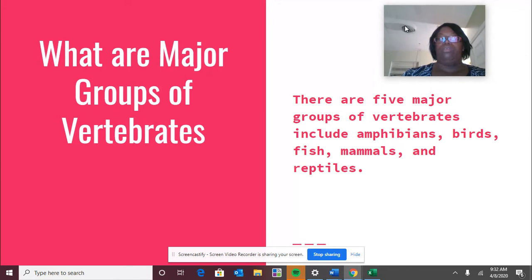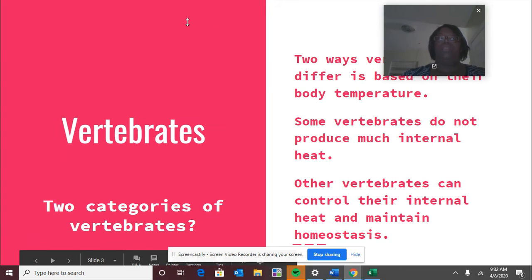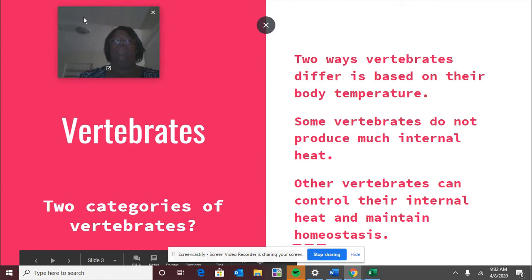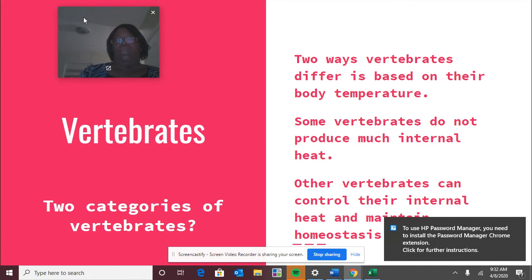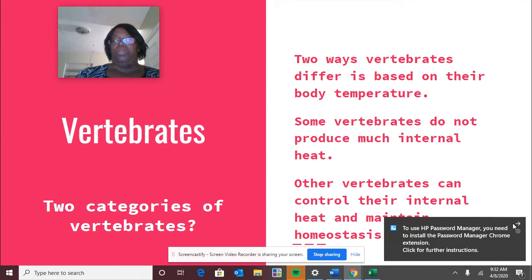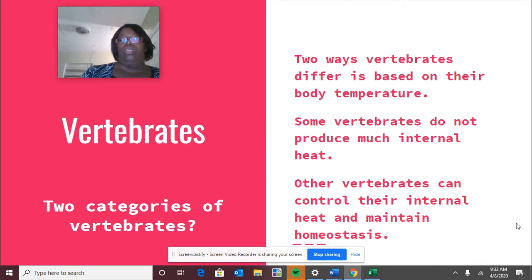There are five major groups of vertebrates. They include amphibians, birds, fish, mammals, and reptiles. There are certain ways that vertebrates differ, and this is based on body temperature. Some vertebrates do not produce much internal heat. Other vertebrates can control their internal heat and maintain homeostasis.